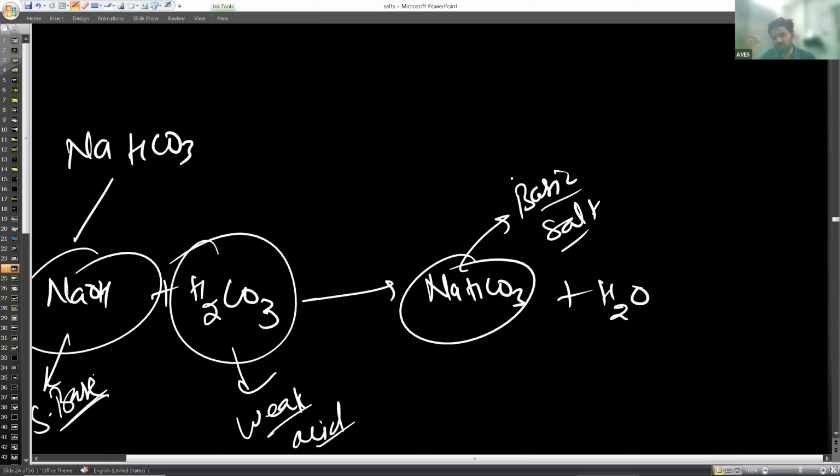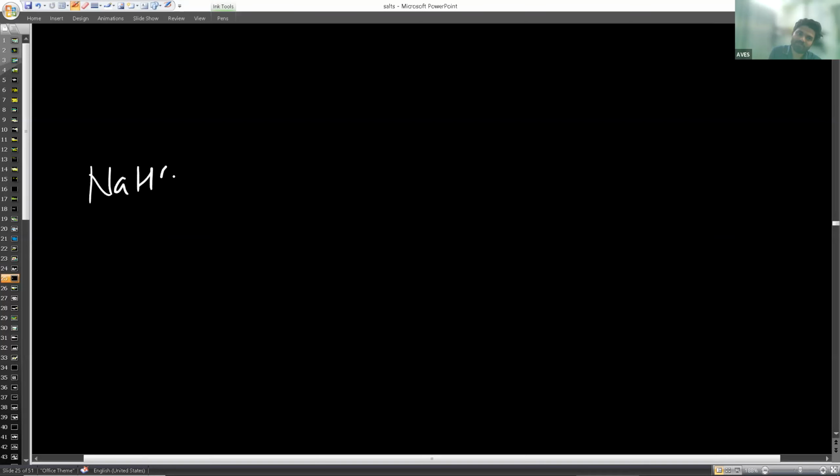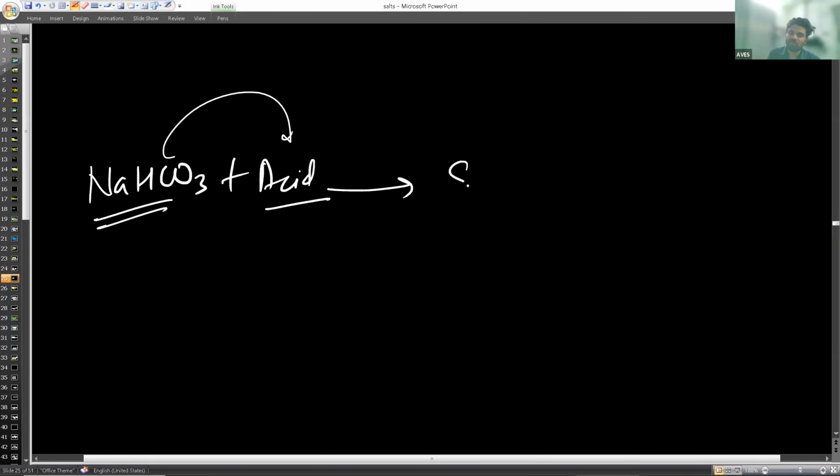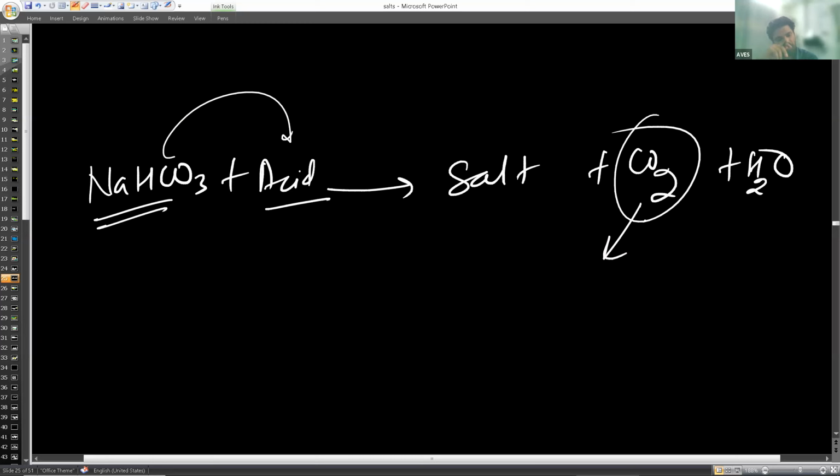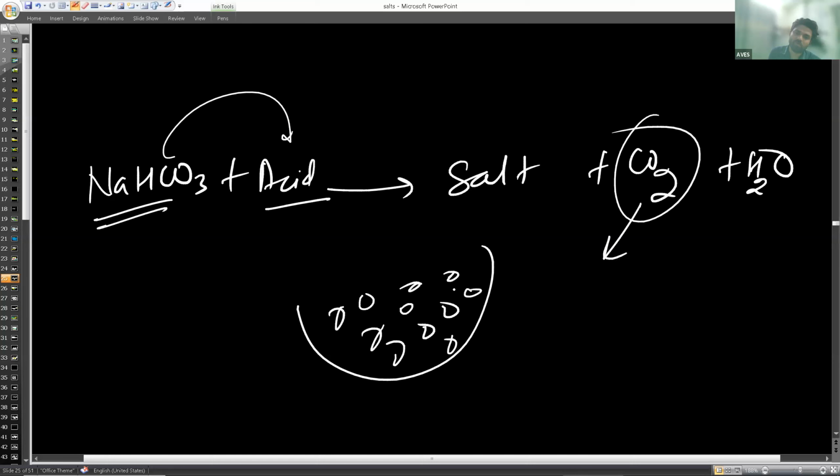So when you add an acid, tartaric acid, with the baking soda, what is the purpose? Let me explain. It helps in the production of carbon dioxide. Sodium hydrogen carbonate, when reacted with acid, will give you salt plus carbon dioxide plus water. And this carbon dioxide helps in making the bread fluffy because it gets trapped in the dough. When we heat it, this carbon dioxide escapes from it, and these holes remain. Like in the bread, you see there are holes. It is fluffy.